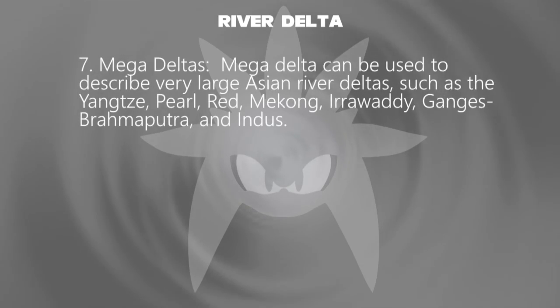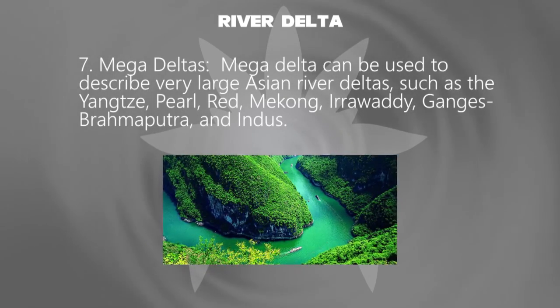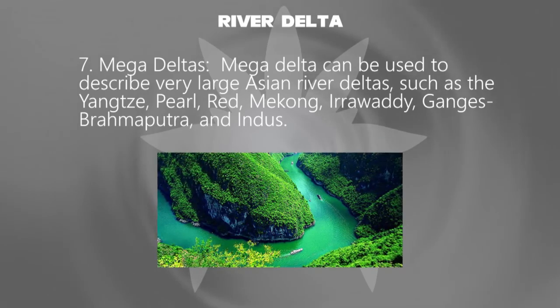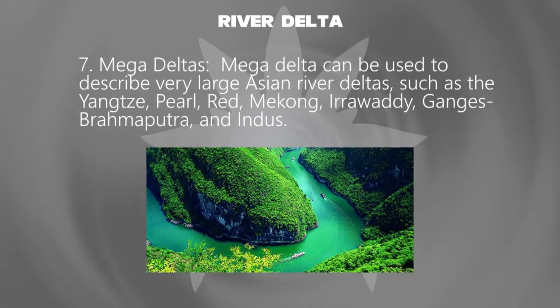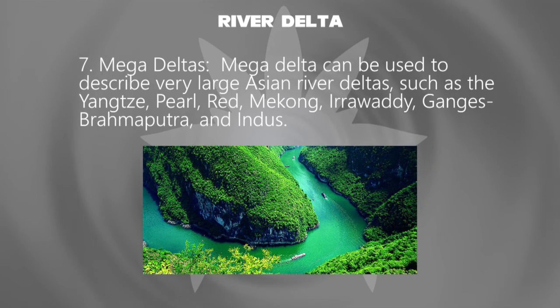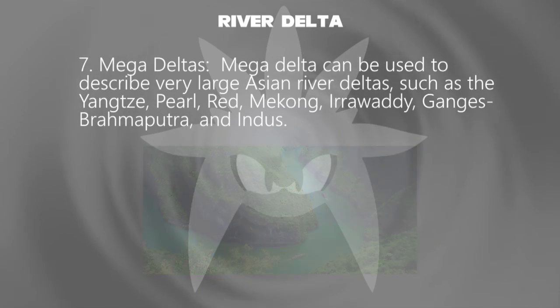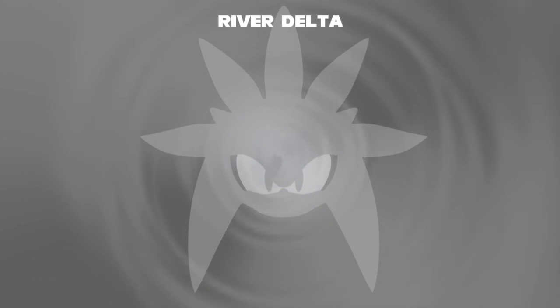And finally, megadeltas. Megadelta can be used to describe very large Asian river deltas, such as the Yangtze, Pearl, Red, Mekong, Irrawaddy, Ganges, Brahmaputra, and Indus. So, these are 7 types of various river deltas.